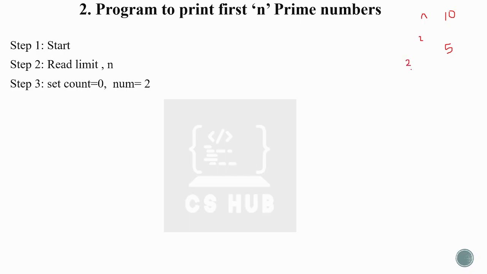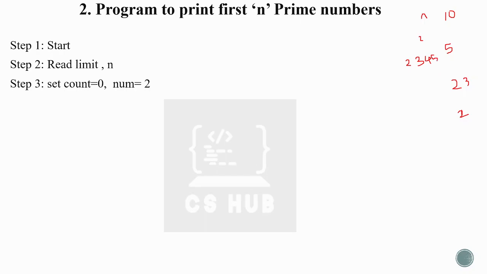Okay, I will check whether 2 is prime. If 2 is prime, I will print 2. Then count is incremented. Then check whether 3 is prime. Yes, if 3 is prime, print 3, and count got incremented to 2. Two prime numbers are printed. Then I will check for 4, and 4 is not prime. So I won't print anything and I won't increment anything.